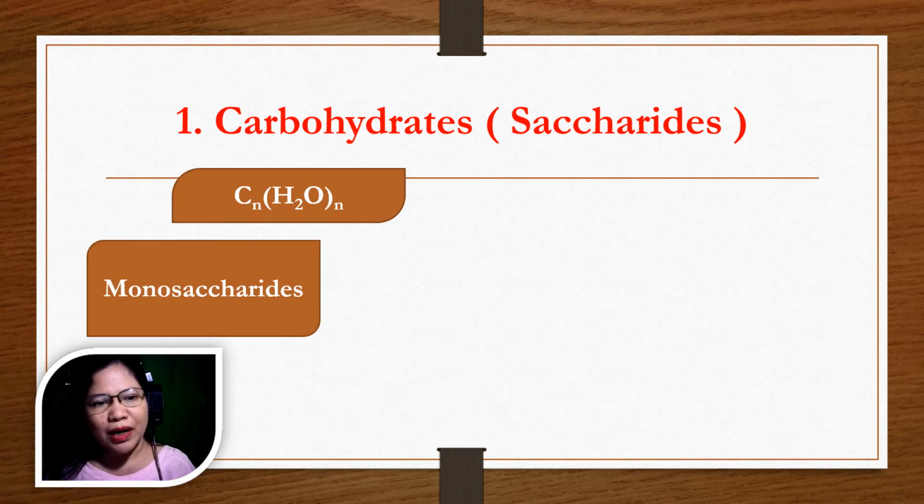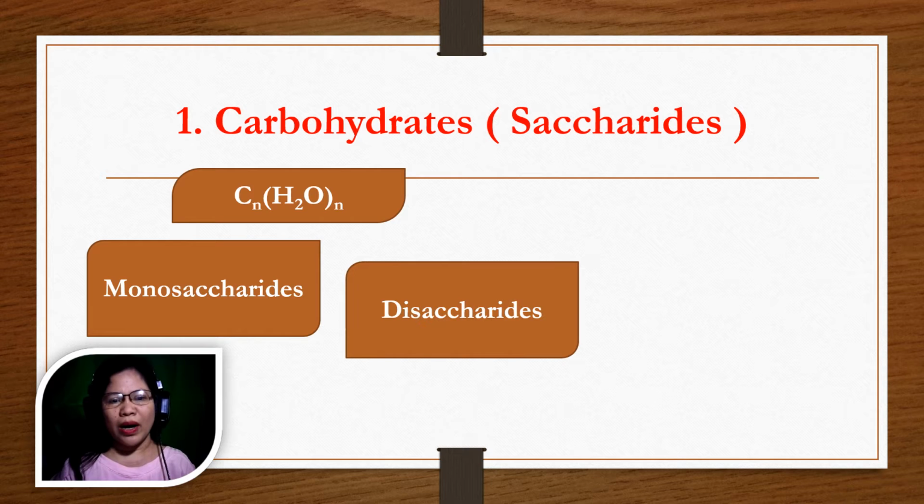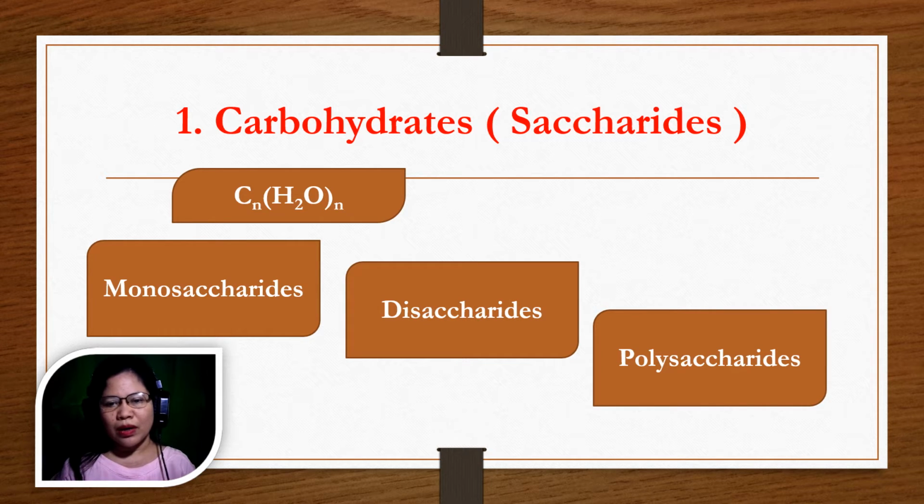Now, carbohydrates can be classified as monosaccharides. When I say monosaccharides, it has only one saccharide, one type of sugar, while disaccharides have two, and polysaccharides can be two or more, and can be considered complex sugars.